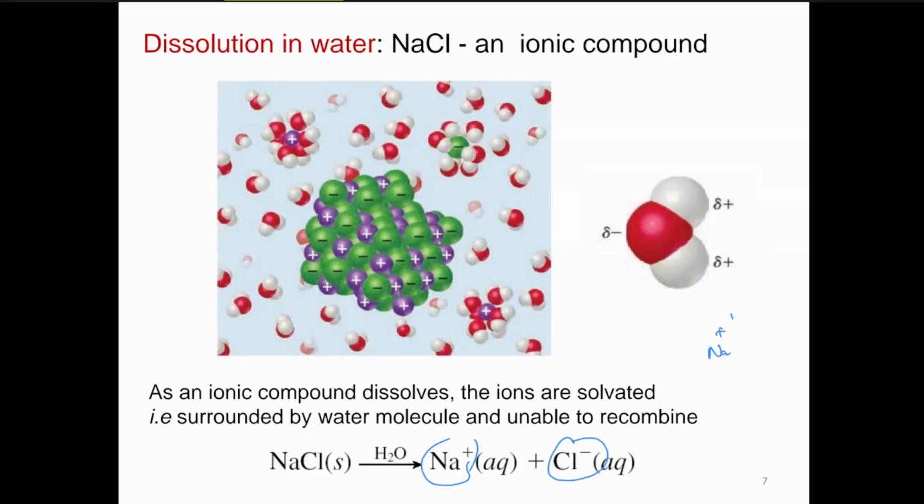And then you have water molecules all around. So that is solvated sodium. So what could be the consequence of this? Basically, the solvated sodium and solvated chloride cannot be recombined anymore to make the crystal.